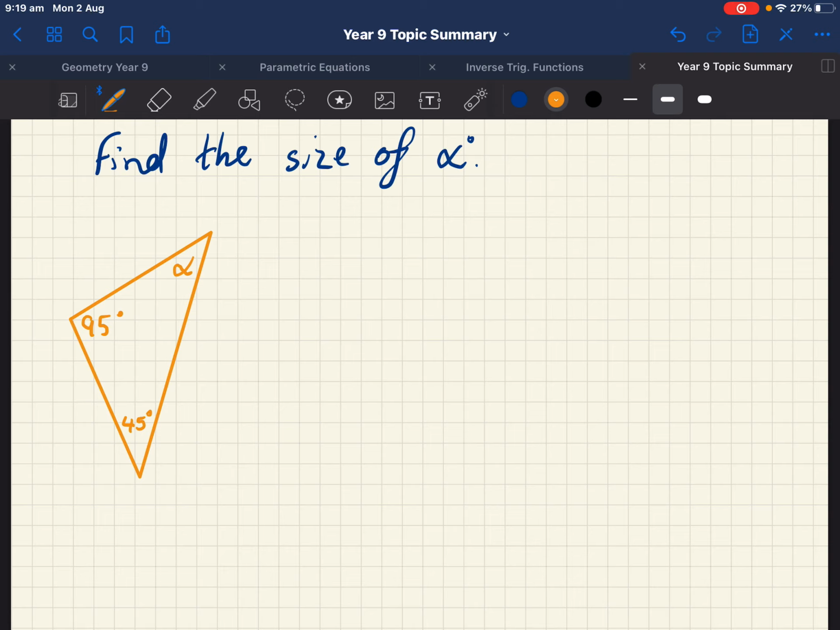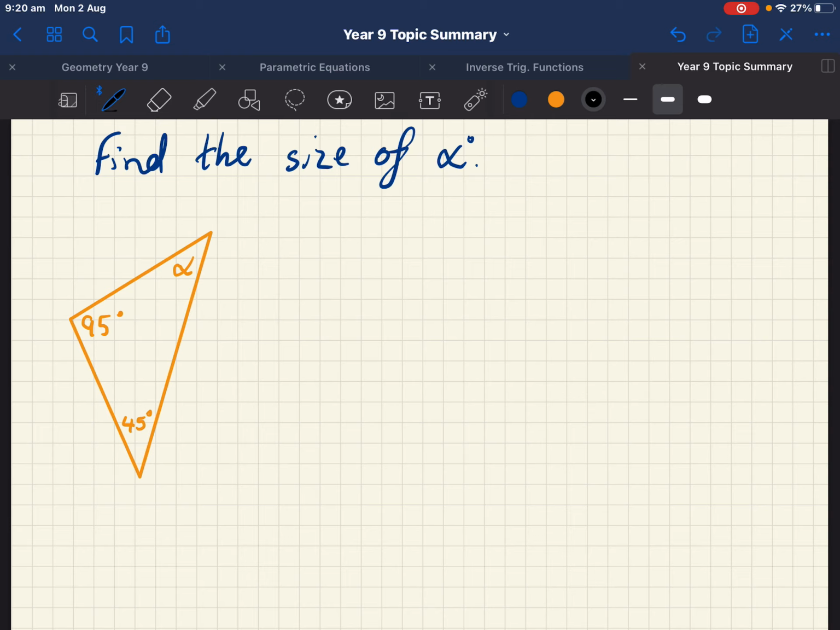We know two of the angles, the third one's missing. So find the size of alpha. If you remember how to do this, pause the video, copy down the question, and have a go at answering. Once you've got an answer, press play back on the video and see how you went. If you've got no idea how to do this, then obviously you didn't do that and you're just waiting for me to go through it. Let's go through it now.